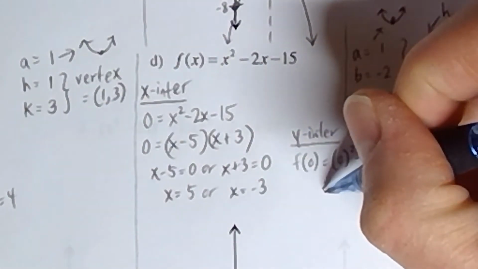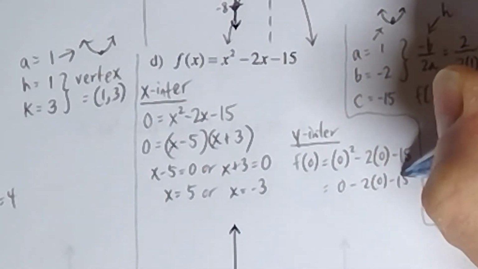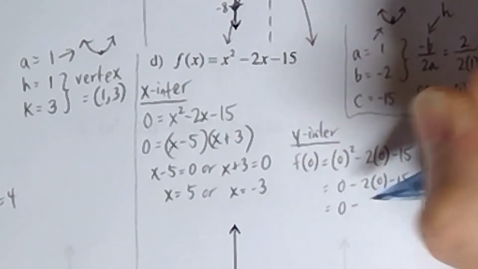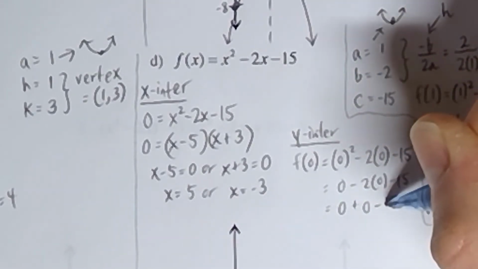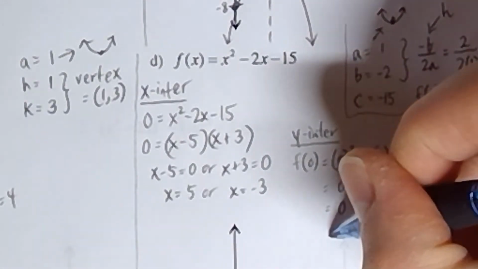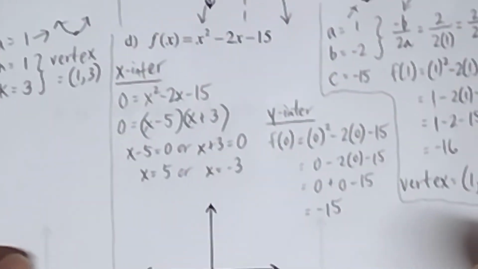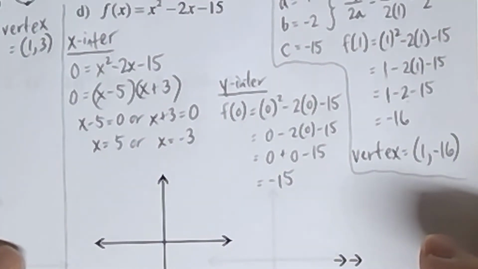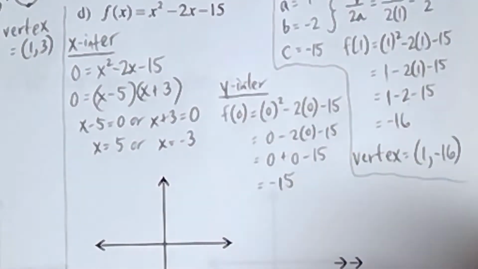Exponents. Multiplication. And so that's just going to end up being negative 15, right? And so we have everything we need now. We have a vertex. We've got the intercepts. We're ready to go.